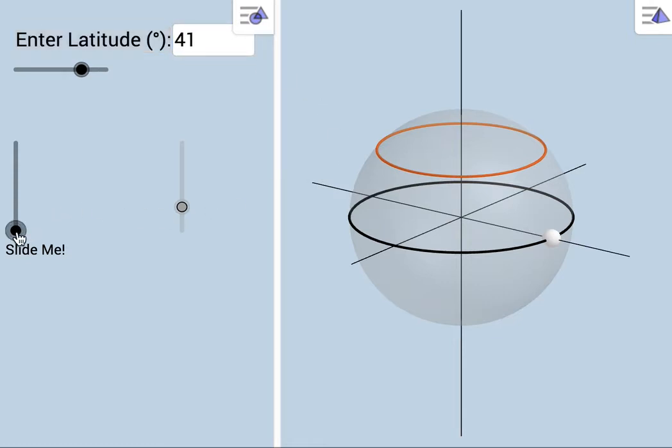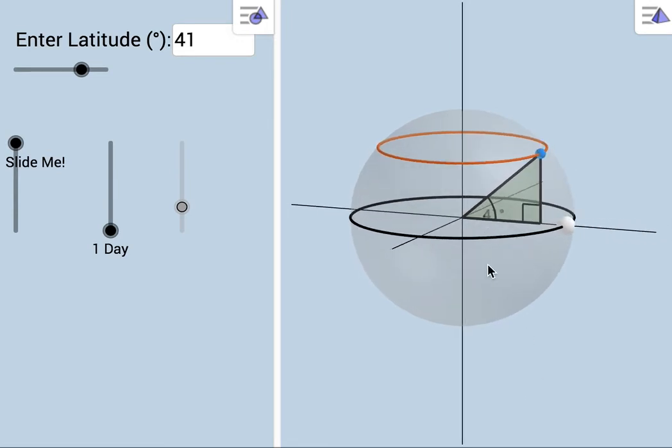And so, just to get a little bit of insight into what I'm doing here, I love creating this applet because it helps students conceptually see that their latitude is really the measure of a central angle, whose vertex is at the core of the Earth. So that's a 41-degree central angle right there.